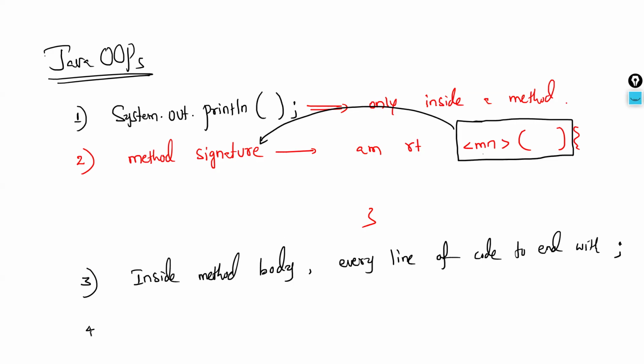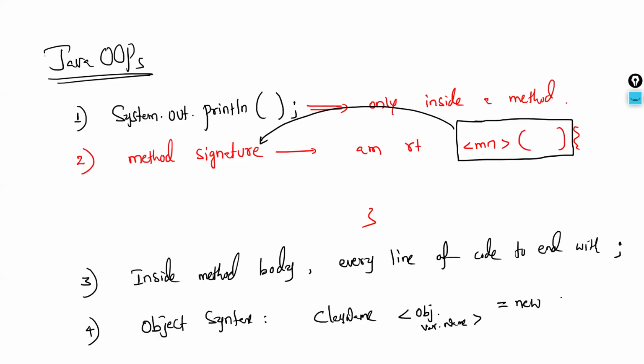Then the next one, what is object syntax? Object creation. What's the object syntax? Class name, then space, object reference name or simply variable name, then equals new, then the same class name, then parenthesis and semicolon. So this is the prerequisite that we should be aware of, especially this method signature. I hope everybody knows and remembers this.